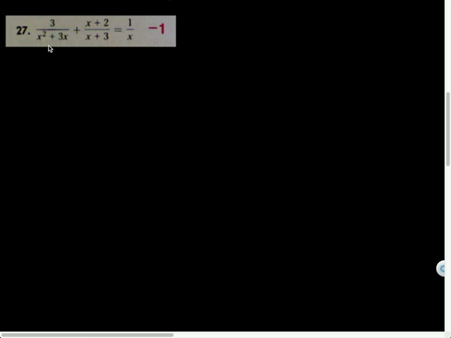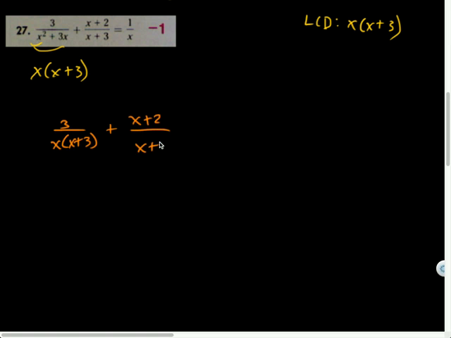So let's see. Before 27, I guess I'll read the directions. It says solve each equation or inequality. Check your solution. So in order to do this, I'm going to find the LCD of these denominators. It looks like this one I could yoink out an x. I'd like to have them factored because the LCD can more easily be seen that way. So it looks like the LCD is just x times x plus 3. And what the heck, I'll write this. 3 over x times x plus 3 plus x plus 2 over x plus 3 equals 1/x.